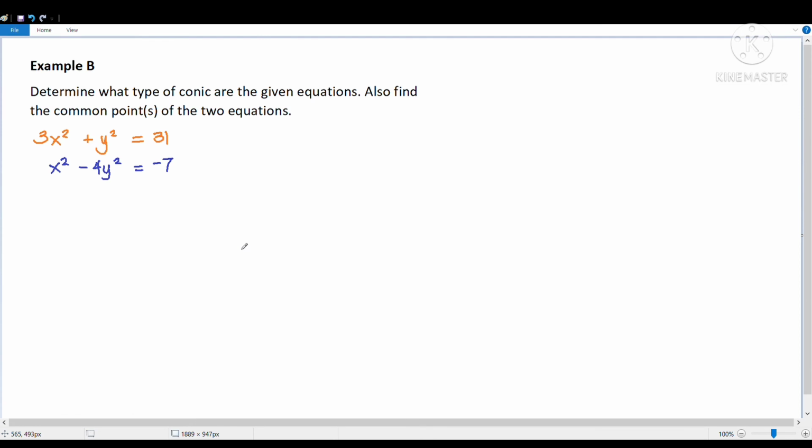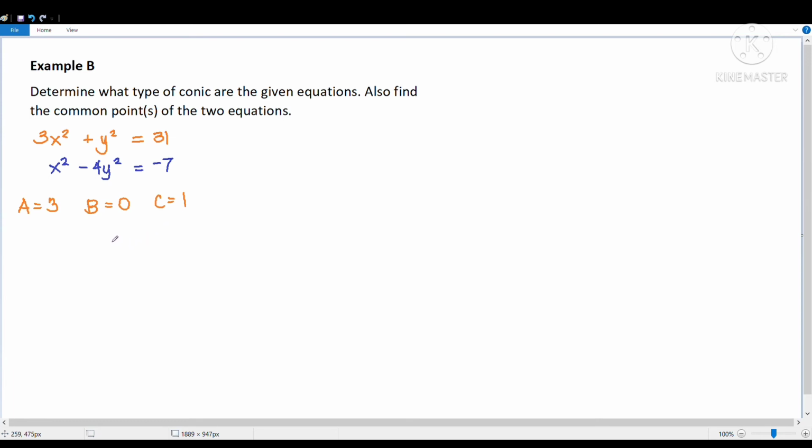For our next example, we are going to determine what type of conic sections are given and also find out the common points of the two equations, or what we call the solutions of systems of nonlinear equations. So let's start with 3x squared plus y squared is equal to 31. The value of a is equal to 3. The value of b is 0 because the xy term is not existing, and c is equal to 1.